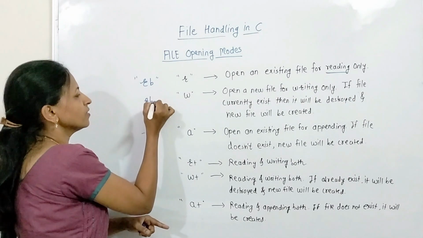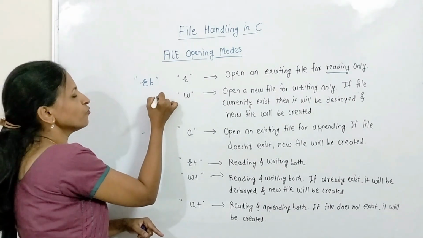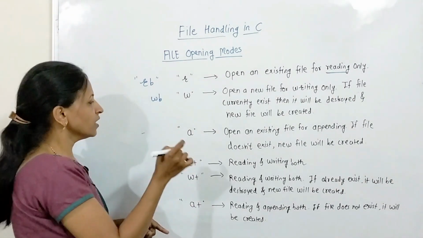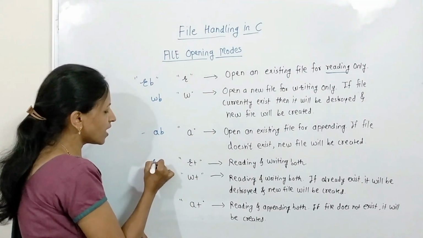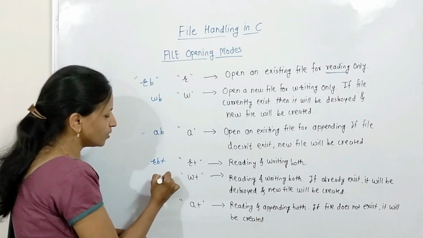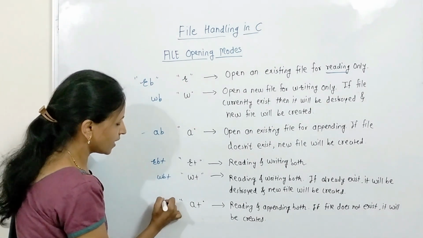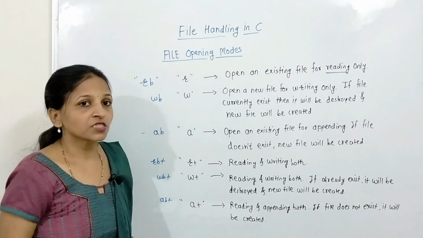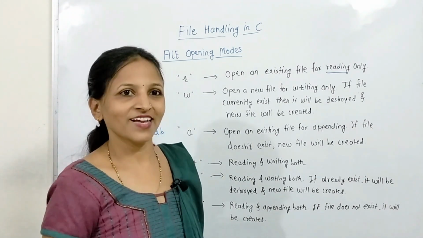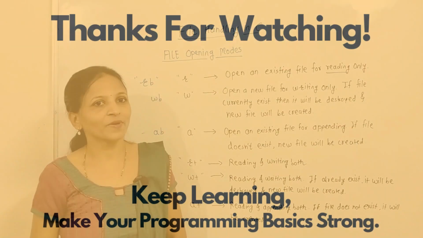See here, instead of W for binary you have to use WB, instead of A, AB, and instead of R plus, RB plus, WB plus, and AB plus. In this way you have to use file opening modes in the case of binary files. This is all about file opening modes.